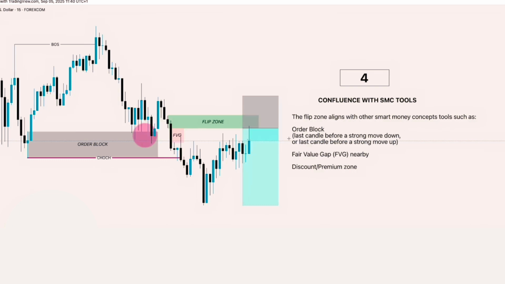So when mapping out your order block, look out for the last candle before a strong move down, or the last candle before a strong push up. And you can also make sure that there is a fair value gap nearby. And then work with discount and premium zones. That is for the order block.